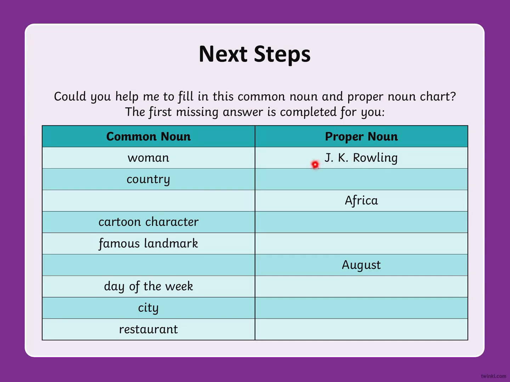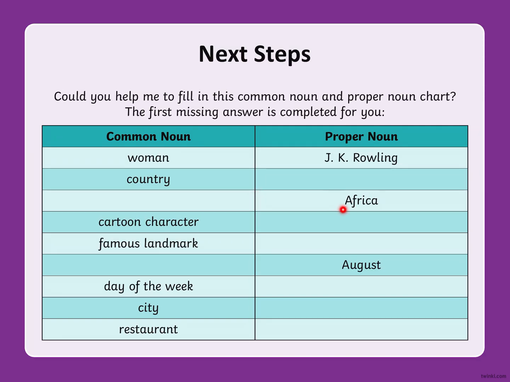Let's have a look at the next one. The common noun here is country. You're going to think of a proper noun that is also a country, but this time a specific country. Pause the video if you need to write it down, or if you're doing the mild option, you can say some names of some countries. Okay, let's move on to the next one.